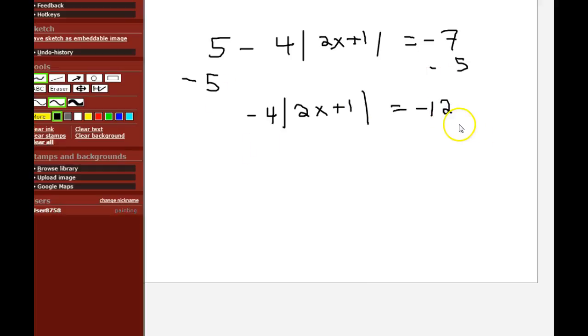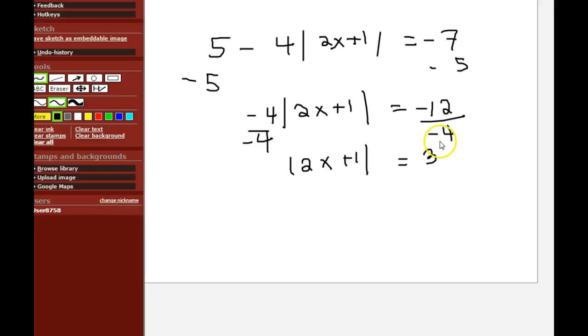Now this is a step that a lot of students get incorrect. They somehow think distributive property. I don't even want to teach you anything incorrect. No, no, no. This is not distributive property. This is an absolute value sign. So you're going to divide by negative 4 on both sides. Okay. So the absolute value of 2x plus 1, we're isolating the absolute value, is equal to positive 3.